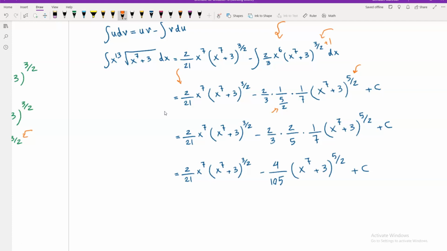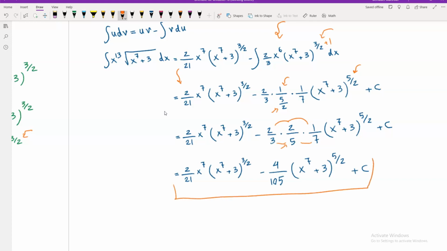Now simplify. Instead of writing this, I have 1/(5/2), so I have 2/5. And then multiply all these numbers that we have here in the numerator and all that we have here in the denominator. So we're going to have negative 4/105 times (x to the 7th power plus 3) to the power 5/2. So this is our final answer.